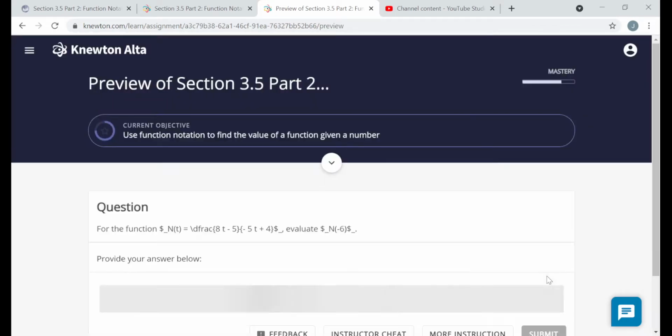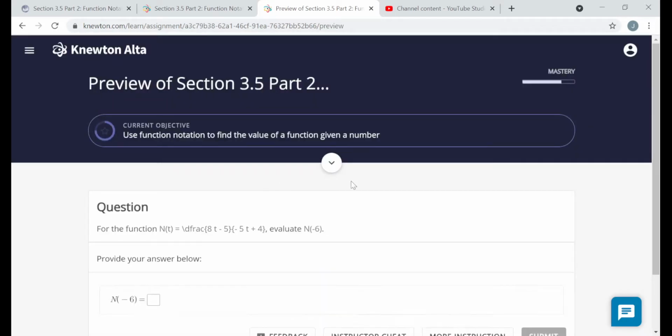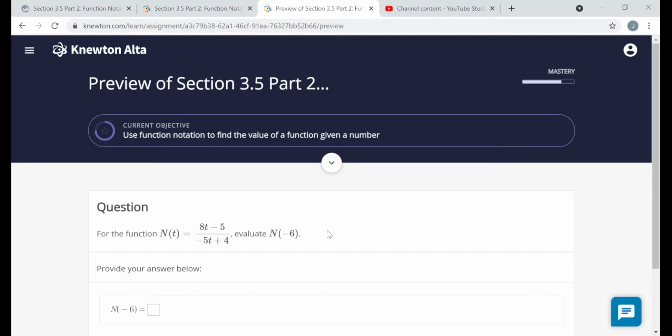All right, I'm 3/4 done here. Looks like there's one more problem, and it's the same kind of problem every single time here, the same objective. But this time, the function is named capital N. The input variable is called t. And then over here, the output, n of t, here's how you calculate it. You take 8t minus 5 in the numerator, divided by negative 5t plus 4 in the denominator, and then of course we're going to simplify the fraction if need be.